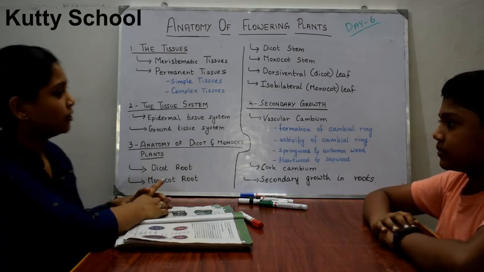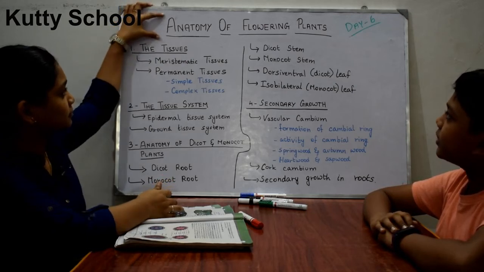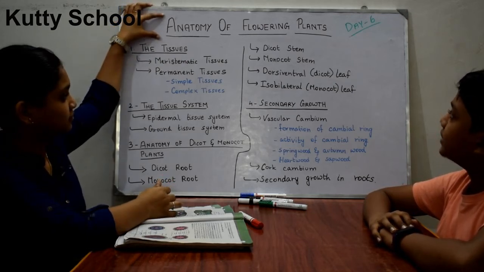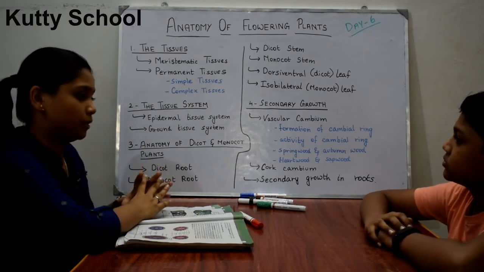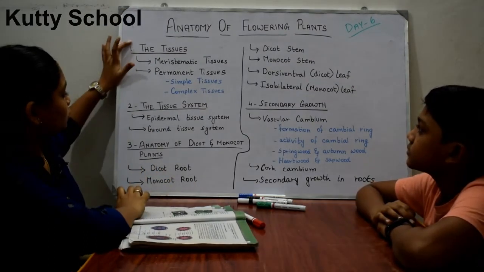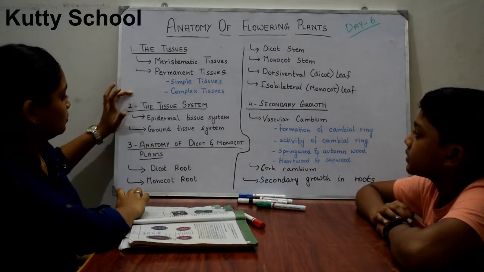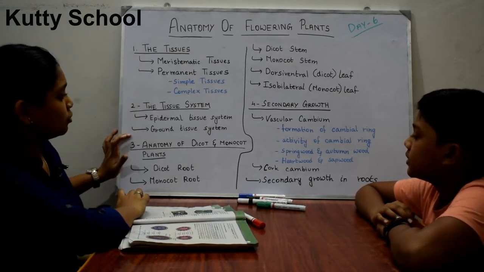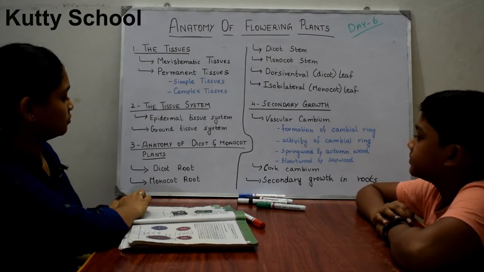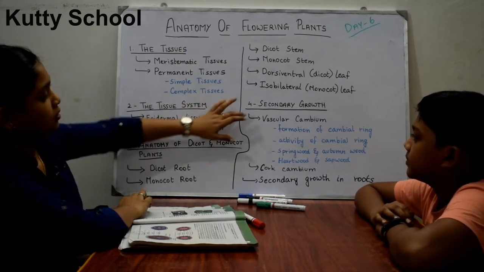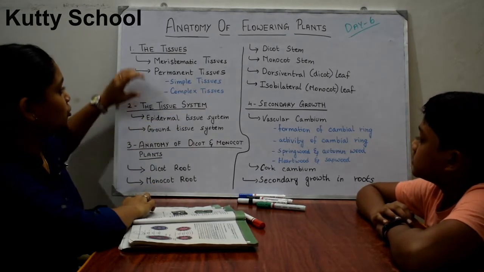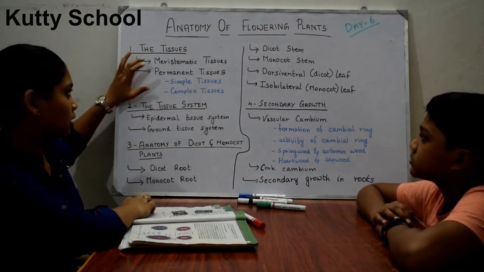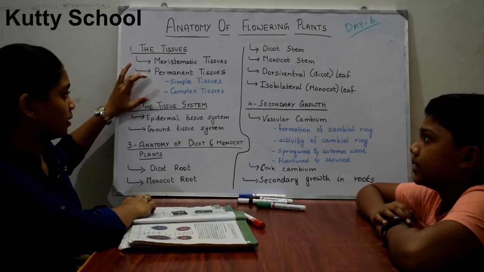So today we are going to see the chapter Anatomy of Flowering Plants. In this chapter there are 4 topics: the tissues, the tissue system, anatomy of dicot and monocot, and secondary growth. In tissues there are 2 subtopics: meristematic tissues and permanent tissues.